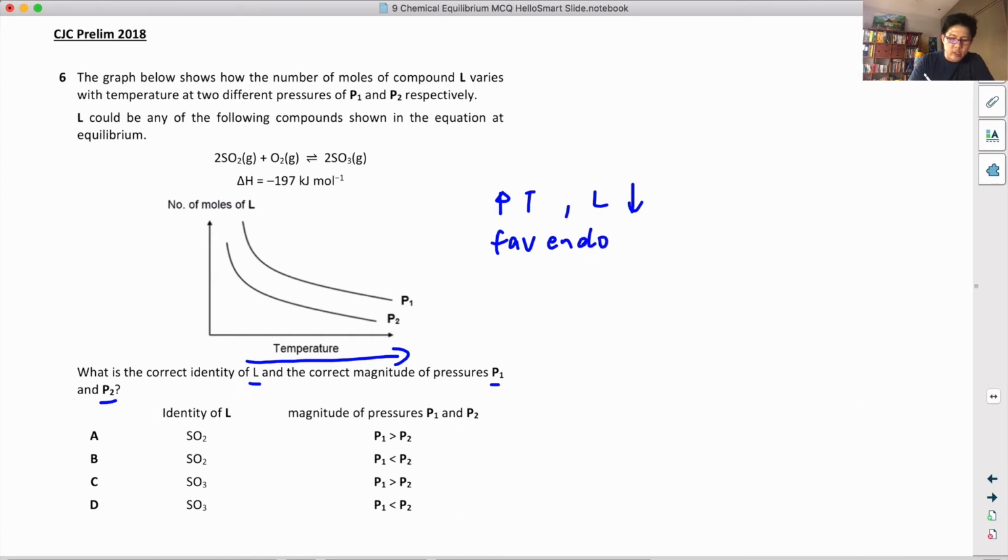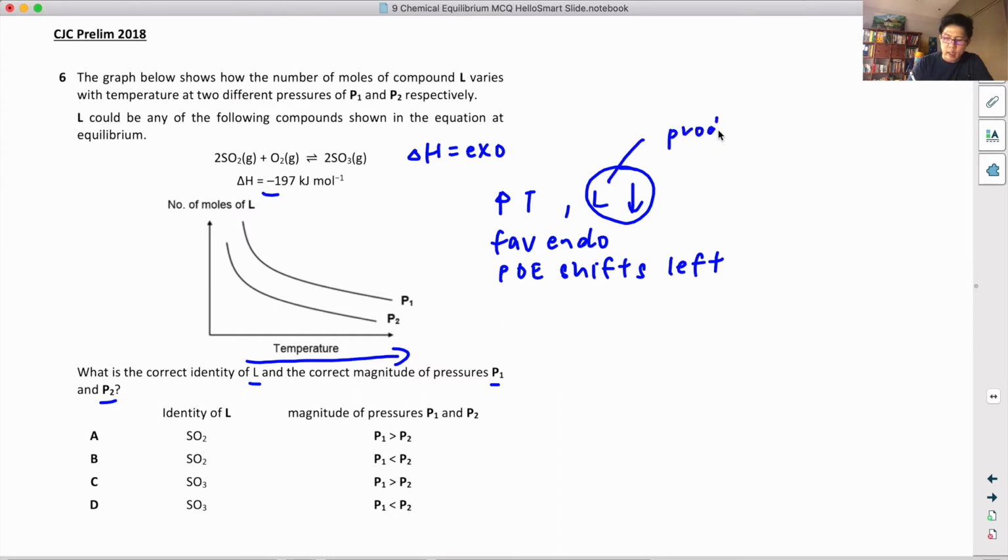All right, and this reaction is actually exothermic, as you can see, it's negative. So the position of equilibrium shifts left, because it favors endothermic. Since L is decreasing, it means that L must be a product, because if it shifts left, then the concentration of the product will decrease. So I'm going to say that L is actually SO3. Okay, let's look at the next question.